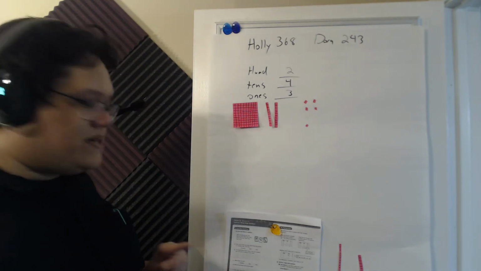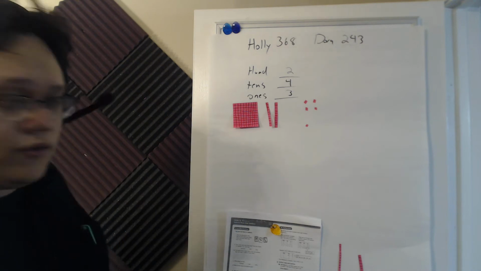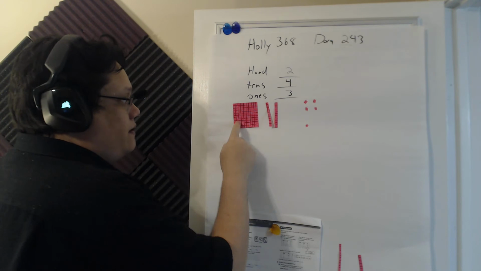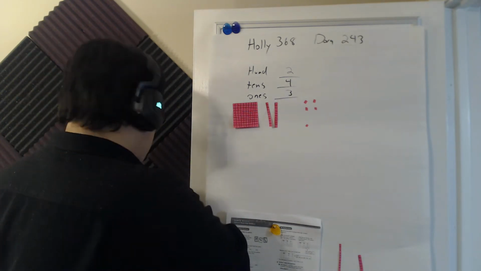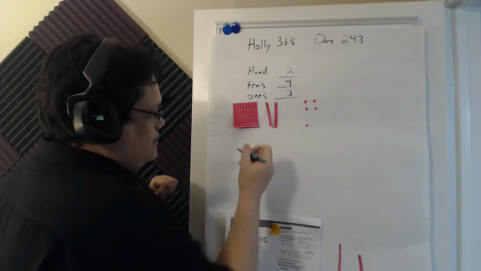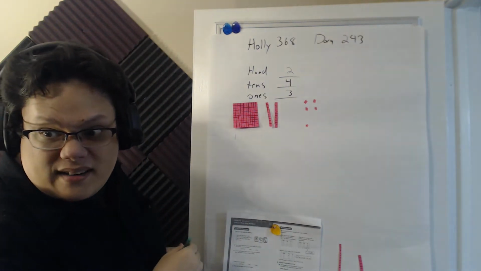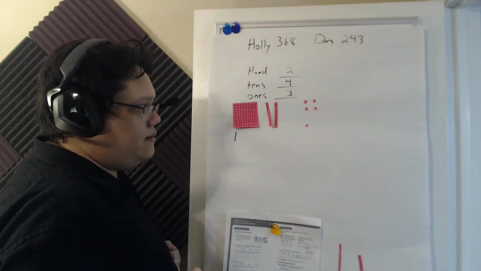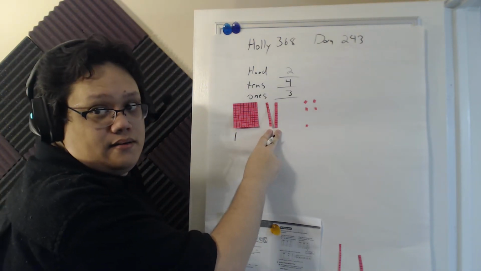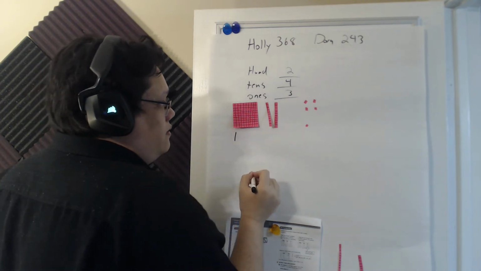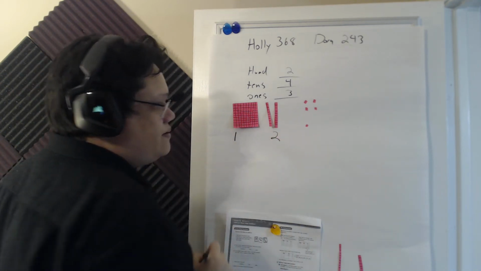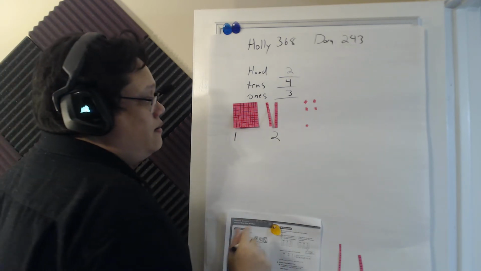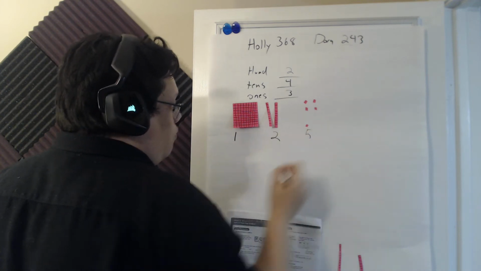So it says, what blocks are left? What's left over? How many hundreds blocks are there? There's 1 hundred block. I don't know if you can see this up there. Is that too bright? That's too bright. There's 1 hundred block. How many tens are there left over? There are 2 tens. And how many ones are there? There are 5 ones.